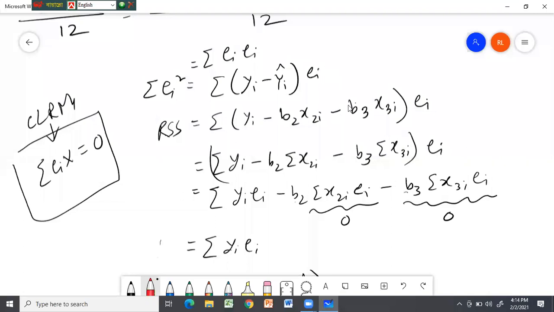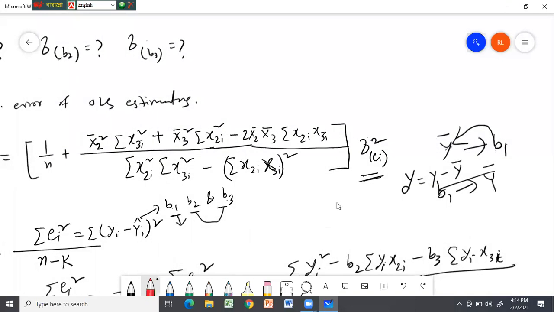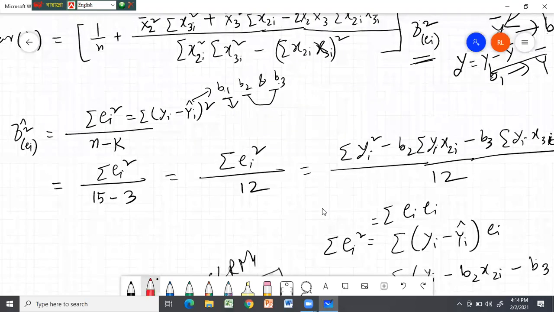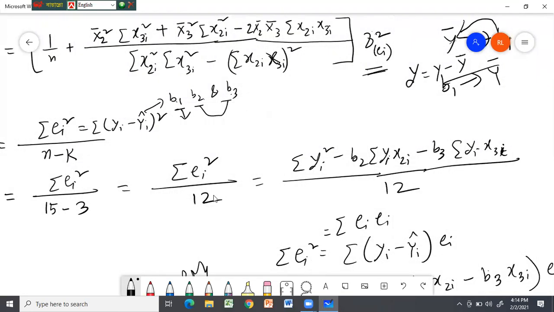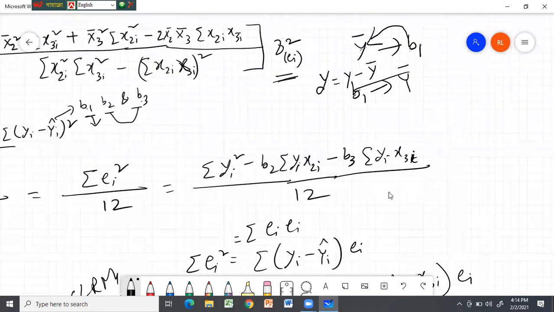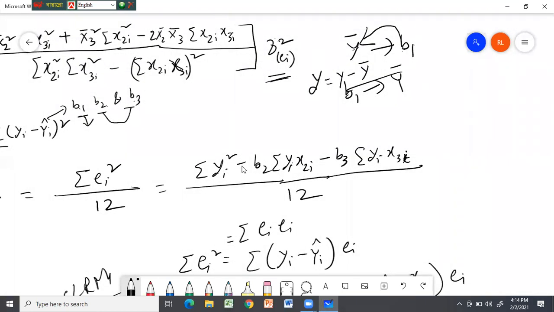Now just put the values in your calculation to calculate the error variance. We were at the calculation of the error variance, this one. Once we can calculate this error variance, we'll put it here in our calculation of the variance of B1, and then we can calculate the standard error of B1. The error variance calculation will be followed by sum of ei square divided by 12, and sum of ei square is calculated with sum of yi square minus B2 into this one. Just replace the values here, then you will get the value.